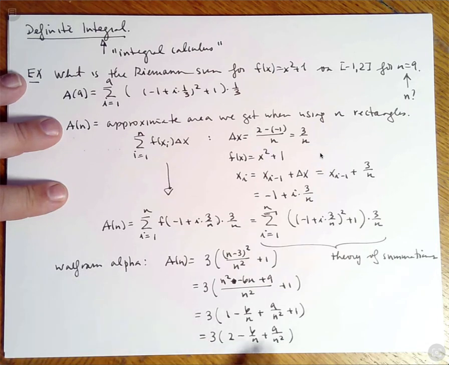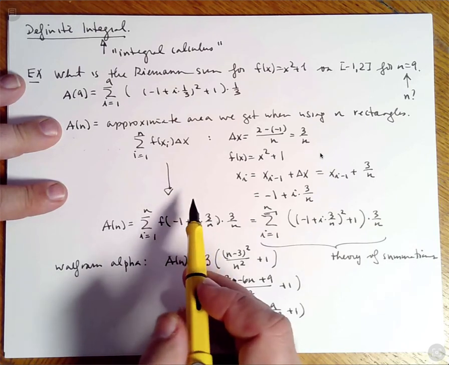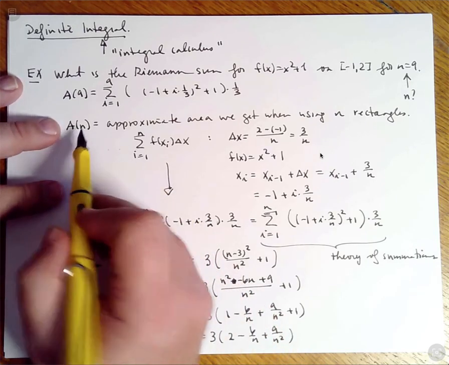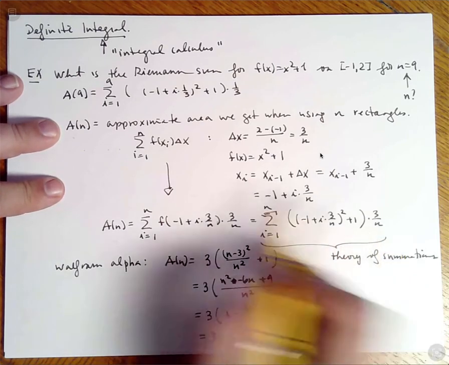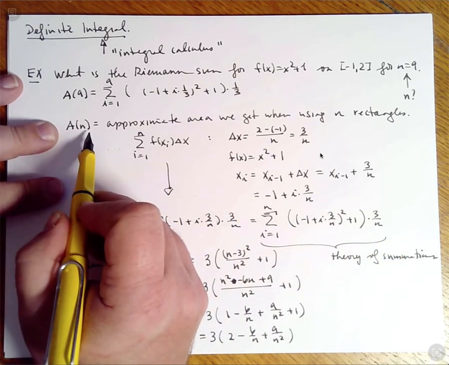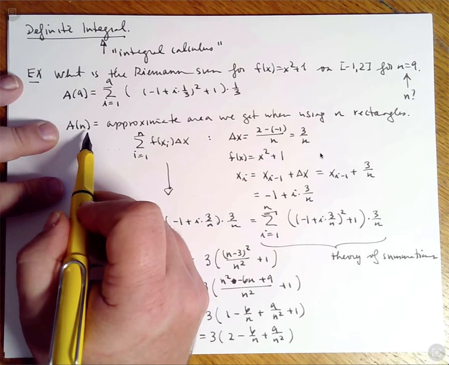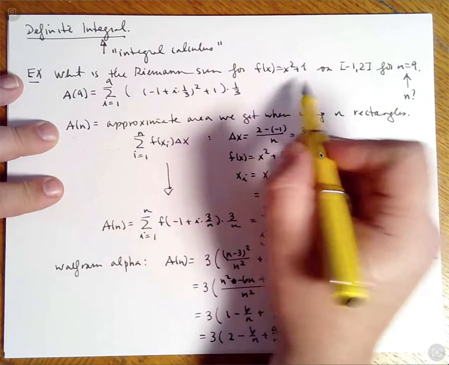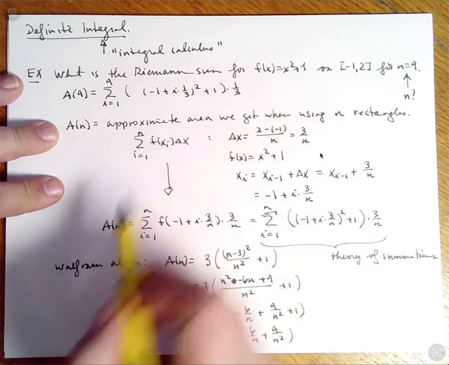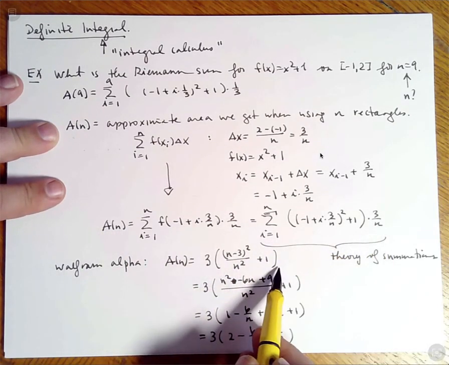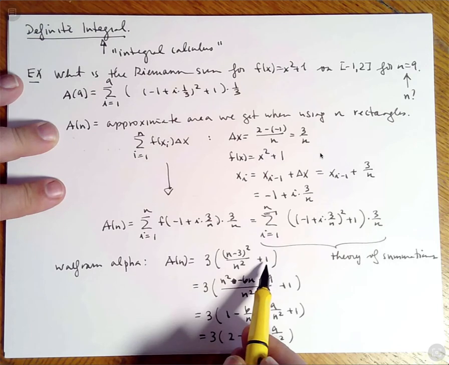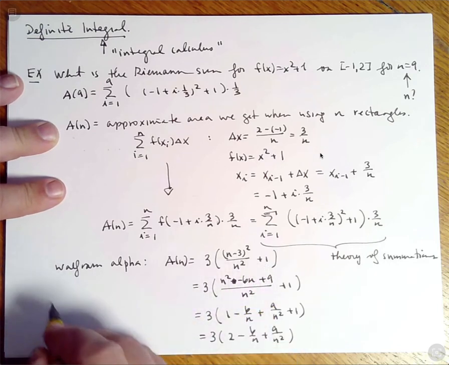So this shows us something that's going to be important in a second. But going back to the problem, we have found right here a formula for this function, A_n, that gives us the approximate area under this curve when we use n rectangles. Okay? This is perfectly good. Wolfram simplified it for us like this. This works perfectly well.